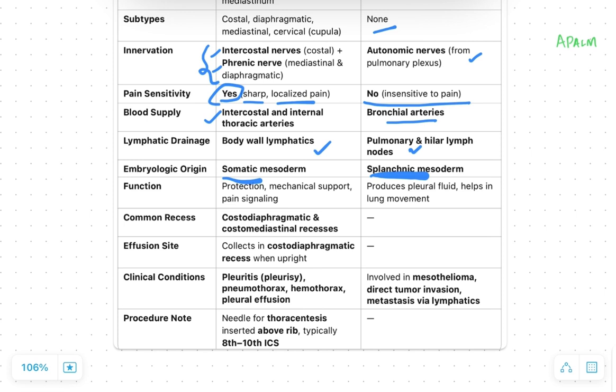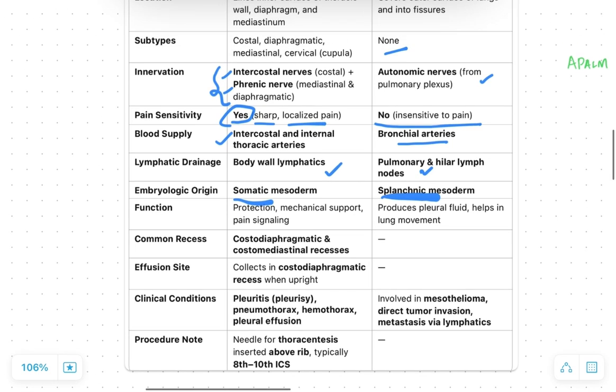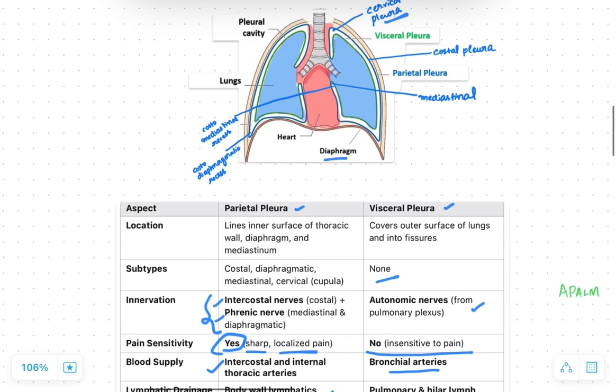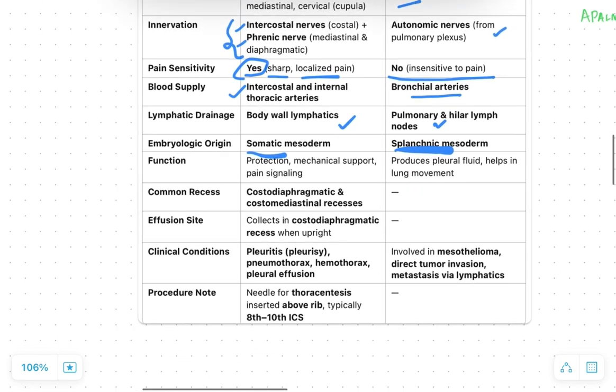And we have two recesses in the parietal pleura. The pleural fluid will be filled within these recesses, and they also help in lung expansion, because these are extra spaces within the parietal pleura. These are called recesses. There are two recesses: the costomediastinal recess and the costodiaphragmatic recess.